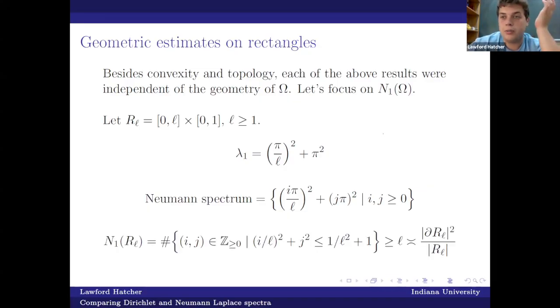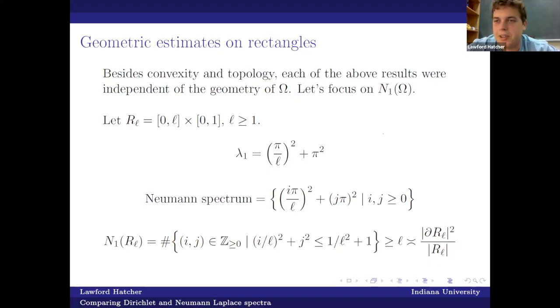And if you just run the computation, you put these equalities into the inequality you want to solve, and I canceled the pi's in the computation. So you want to know how many non-negative integer pairs (i, j) there are such that (i over L) squared plus j squared is less than or equal to (1 over L) squared plus 1. If you just do the easy thing and assume that j equals 0, and you're looking for the i such that (i over L) squared is less than or equal to 1, you can see that the size of this set is at least equal to L.